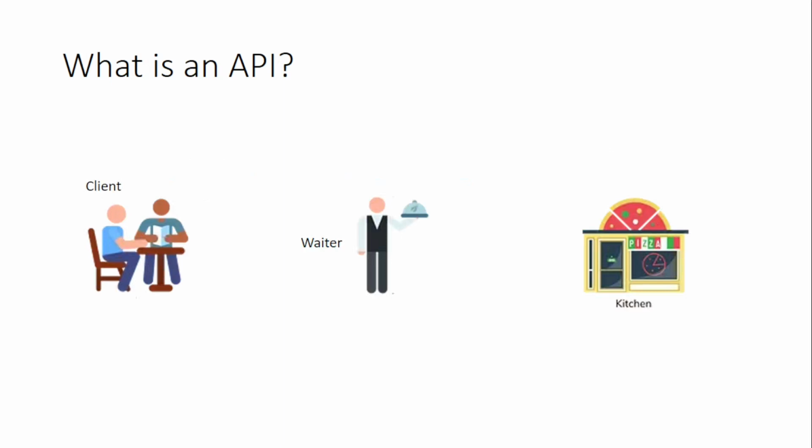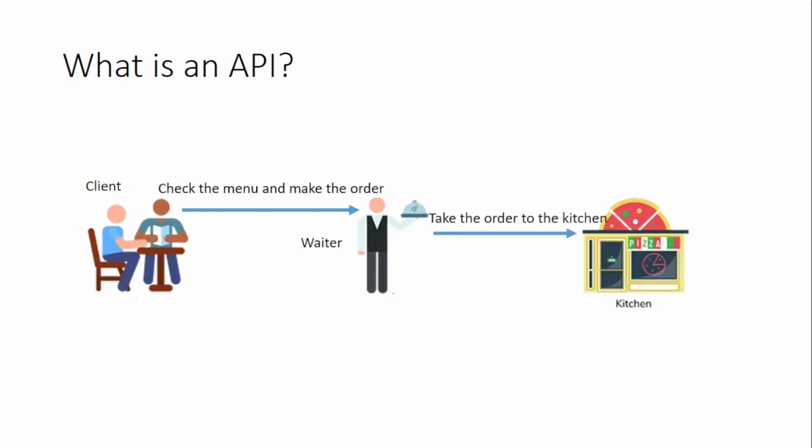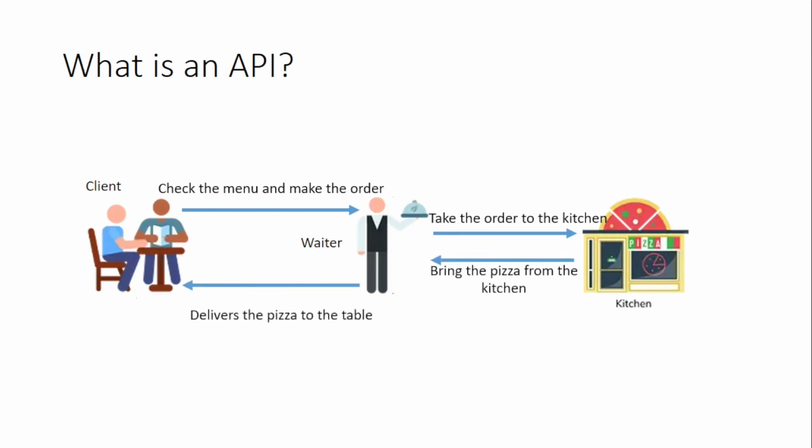So you could take as an example a pizza place, where you'll have clients, the kitchen, and the waiter. The client would check the menu and make the order to the waiter. Then the waiter would take this order to the kitchen. The kitchen will make the order, like pineapple pizza. Then the waiter brings the pizza from the kitchen and delivers it to the table. So here, the waiter plays the role of an API, and it will take the order from the client, send it to the server, then take the answer from the server and give it to the client.